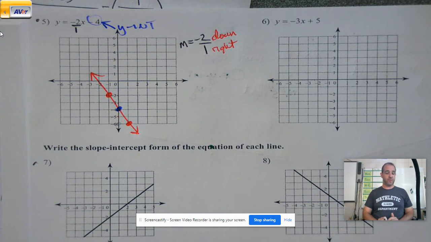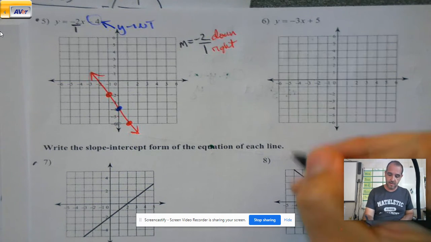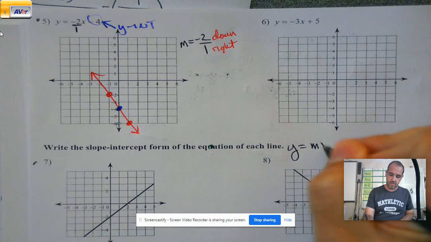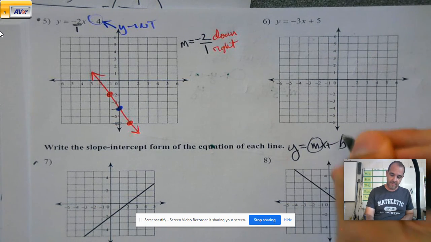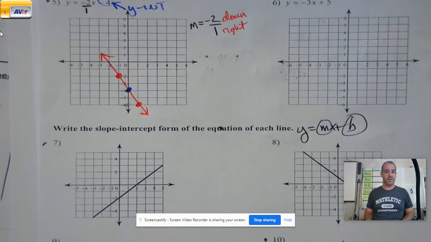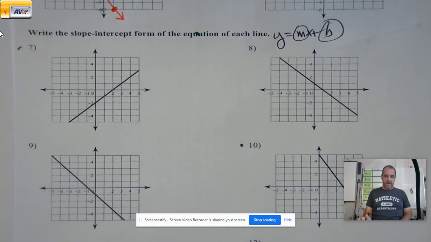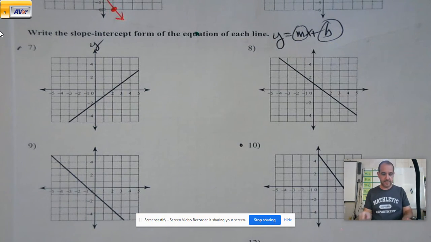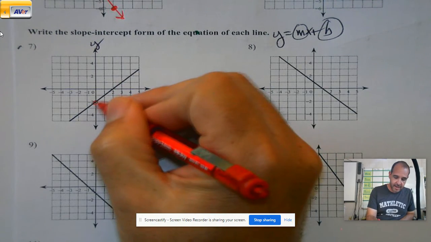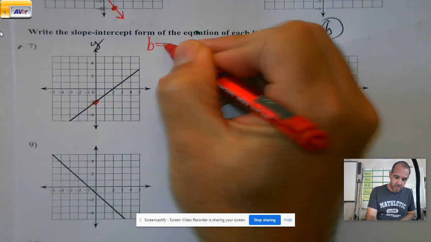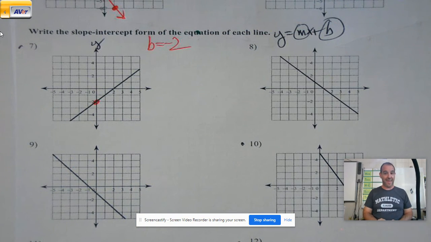Okay, that's all we're doing with the graphing as far as that goes. Then, writing the slope-intercept form of the equation of the line again. To do that, I've got to know my slope and I've got to know my y-intercept. So I look at my first line here and I go, okay, where does it cross the y-axis? Right here at -2. So my b value is -2. I got that part. That'll always be the easiest part, hopefully.